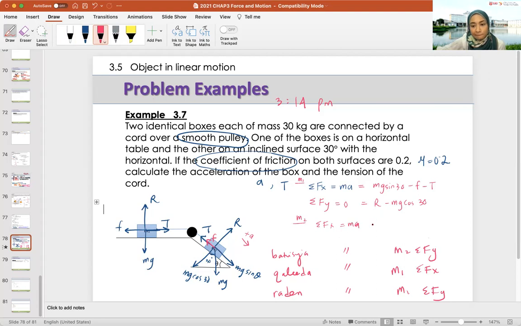Equal to T tolak F. Okay, Khalida, saya nak tanya kenapa awak pilih T sebagai positif? Sebab dia gerak ke kanan. Okay, so dia gerak ke kanan. So acceleration awak ke kanan juga ke?